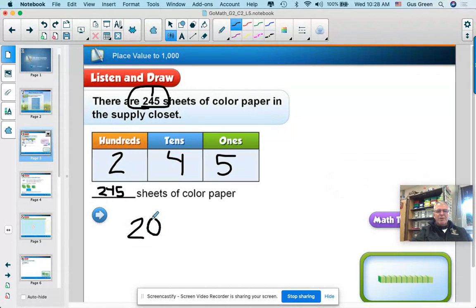And if you remember yesterday, we always did expanded notation as well. So the 2 hundreds have a value of 200. The 4 tens has a value of 40. And the 5 ones has a value of 5. Okay, so let's look at our next slide.